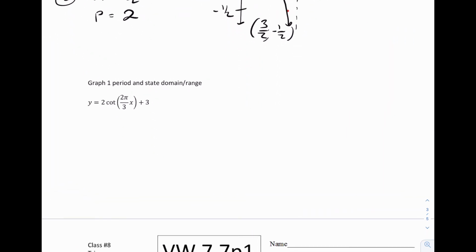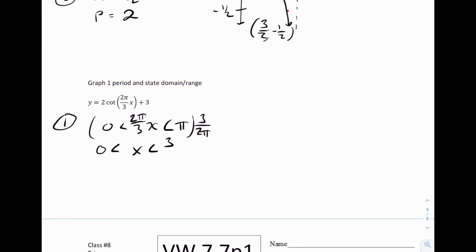So it's 2 cotan 2 pi over 3x plus 3. So first step, the same thing. 2 pi over 3x, that's between your 0 and pi. Let's multiply it by 3 over 2 pi. So 0 is less than x, which is less than 3 over 2. So there we have it, our new asymptotes. Step number 2, our a value is 2. The period is 3 over 2. And your midline, that's 3.